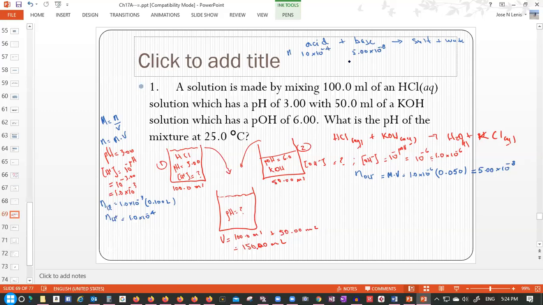So which one is the limiting reactant and which one is in excess? Which one is in a small amount and which one is in the large amount? Notice that this is in a small amount compared to this small number of moles. So the base is going to neutralize the acid with this number. Since the neutralization is 1-to-1, it's easy to think that after neutralization, what is left over? Acid, because you have more acid than base.